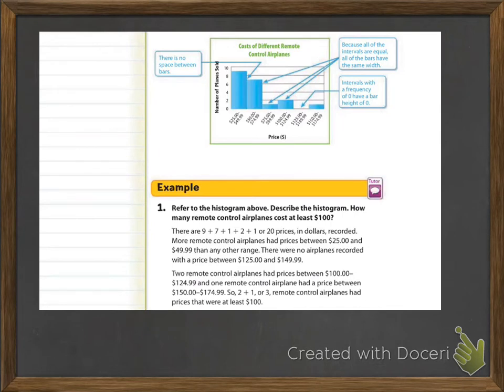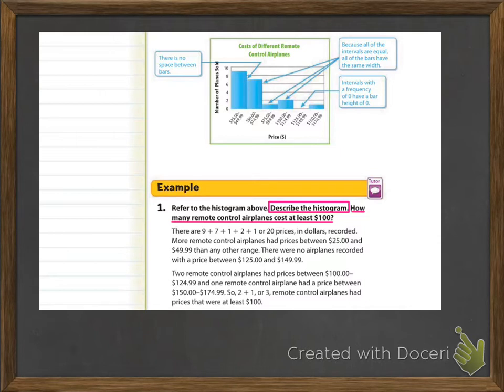So let's go ahead and look at this first part here. We have to use the same table, so that's why I kept the table on the screen. Number 1 says refer to the histogram above. What it wants us to do is to describe the histogram and then also to tell how many control airplanes cost at least $100. All right, so we're going to talk about the describing part first.